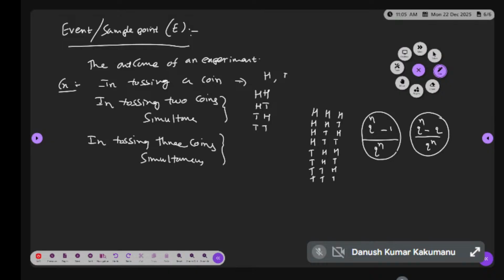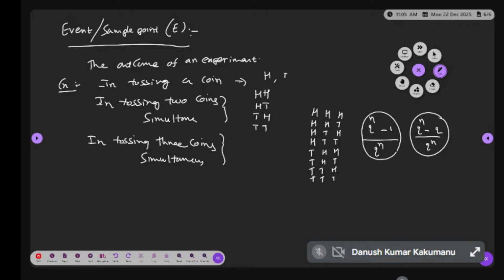nCx, p power x, q power n minus x. Remember this formula; we have to take the help of that formula when the number of trials increases, with the binomial and Poisson distributions. Is it clear? Up to 3 coins tossed, we can write them out. Even 4 coins is not good: how many possible outcomes? 16. We cannot count in how many events the number of heads is like that. It takes time. Instead, the better formula is nCx, p power x, q power n minus x. We have to go with the help of the binomial distribution. Is it clear to all of you?